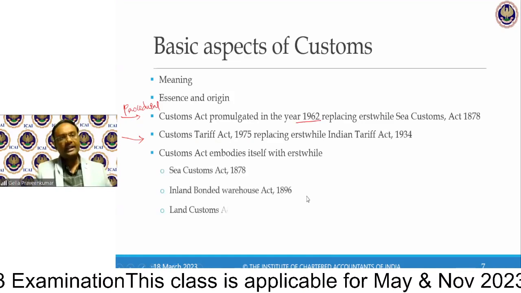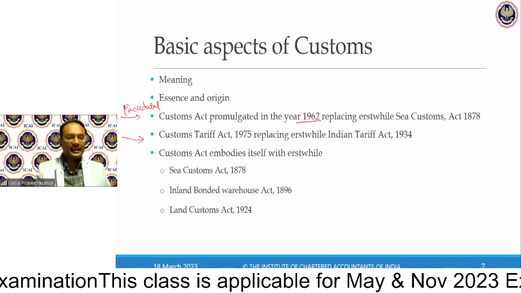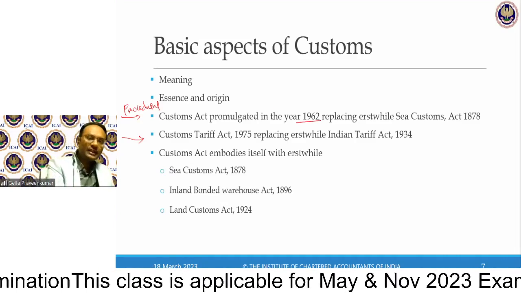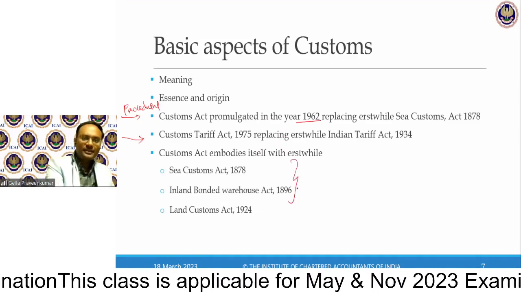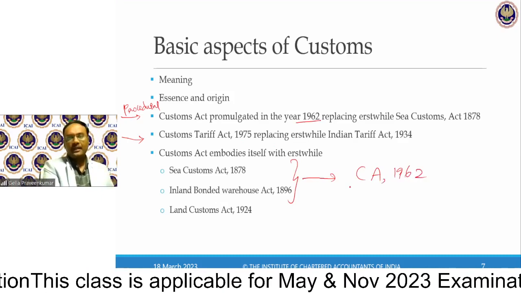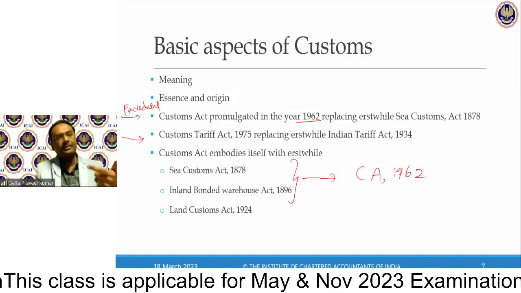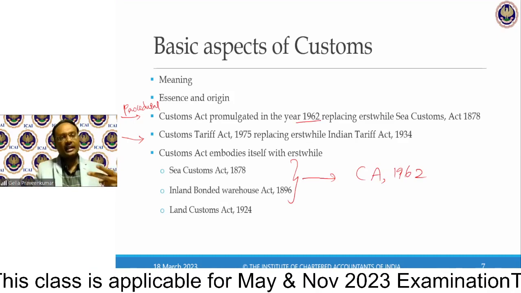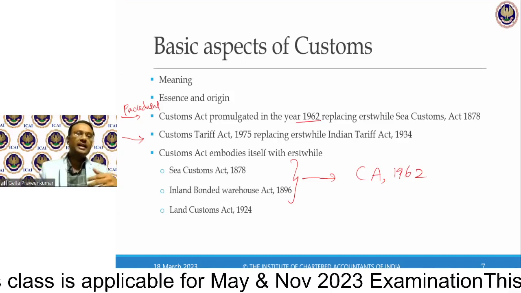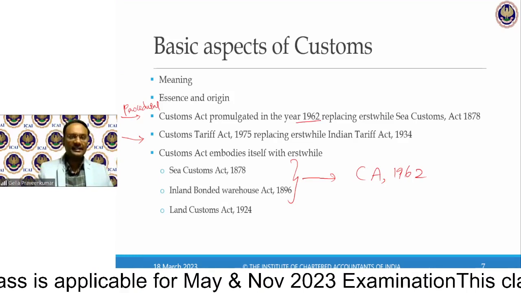Now, we had earlier various laws right from the British era: the Indian Sea Customs Act, Inland Bonded Warehouse Act, Land Customs Act. All these provisions were subsumed in the Customs Act 1962. When I say procedural, I mean registration, taking permission, identifying the date from when a particular provision is applicable, and identifying the officer under whose jurisdiction particular customs aspects are dealt with. All these are dealt with in the Customs Act 1962.